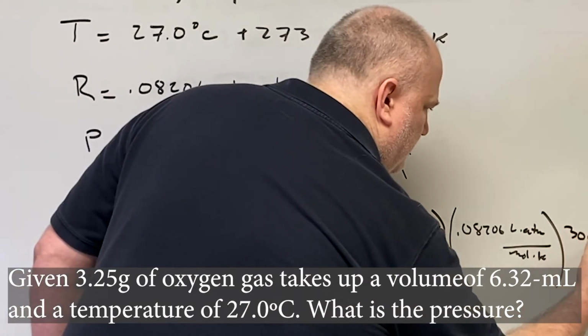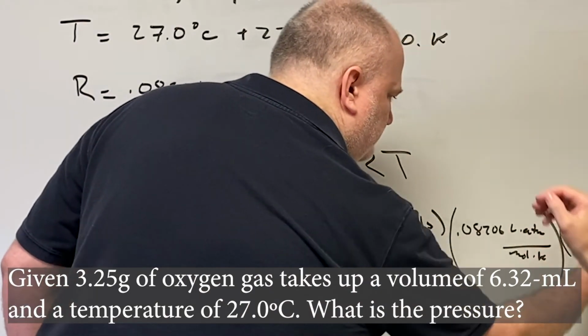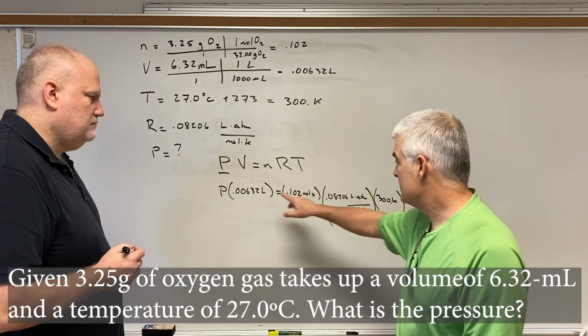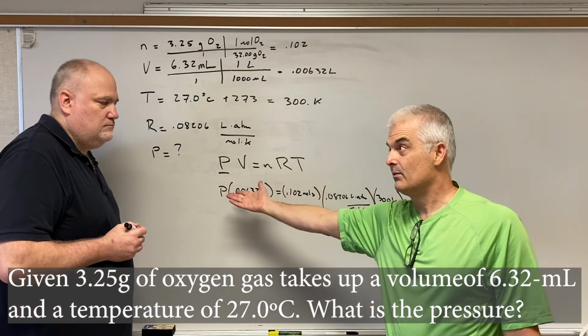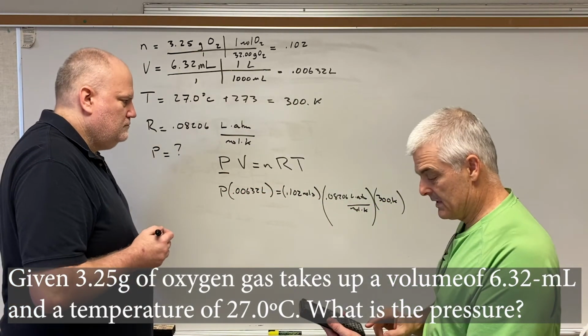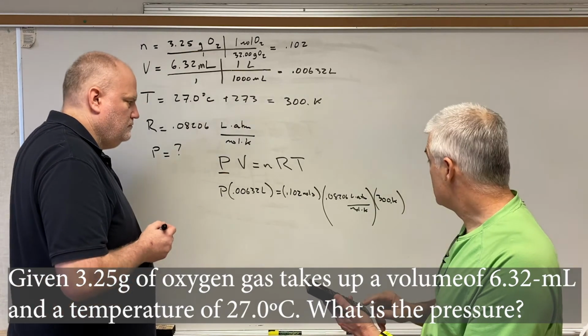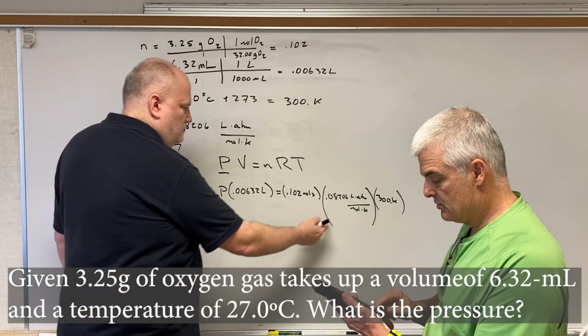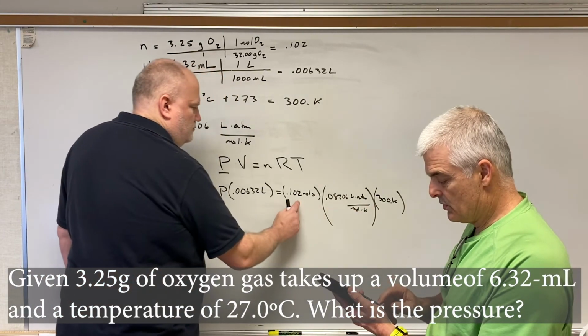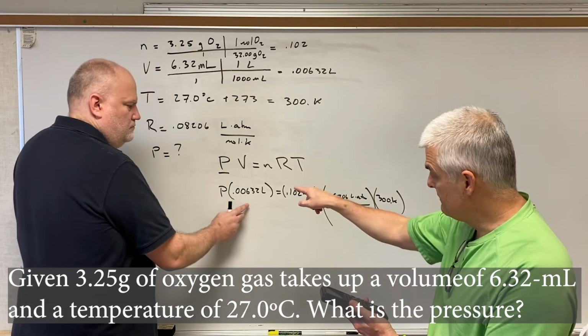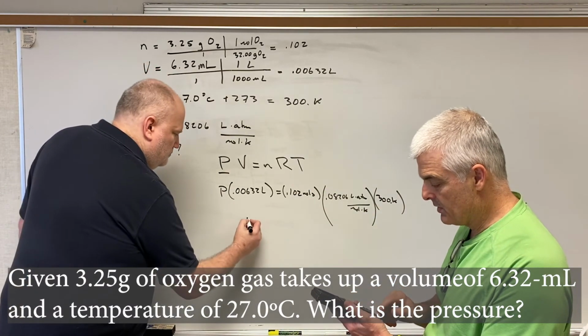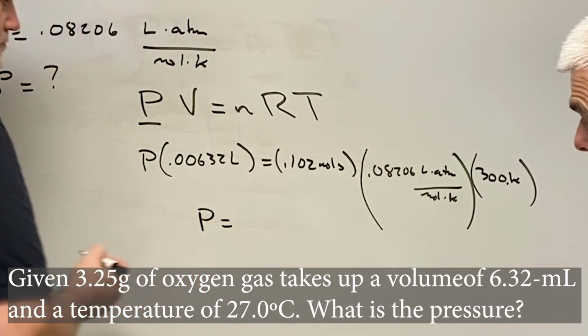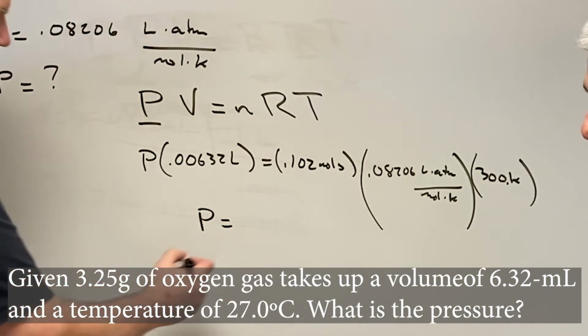Now folks, this is simple algebra, right? We've got this number equals this number times X, or P, right? And so we're going to take these three and multiply them together, so 300 times 0.08206 times 0.102, and then divide by this number, 0.00632, which gives me 397.